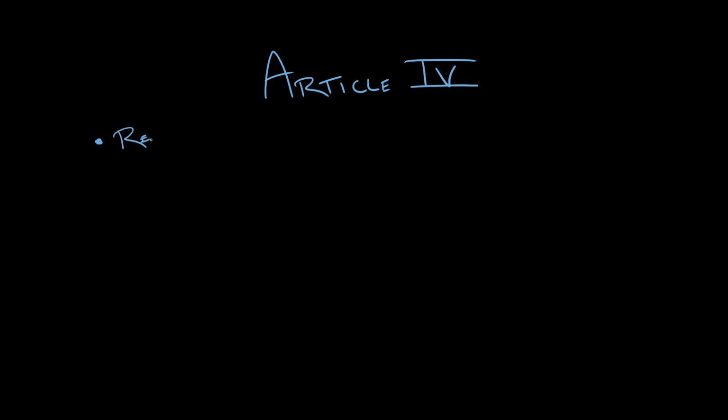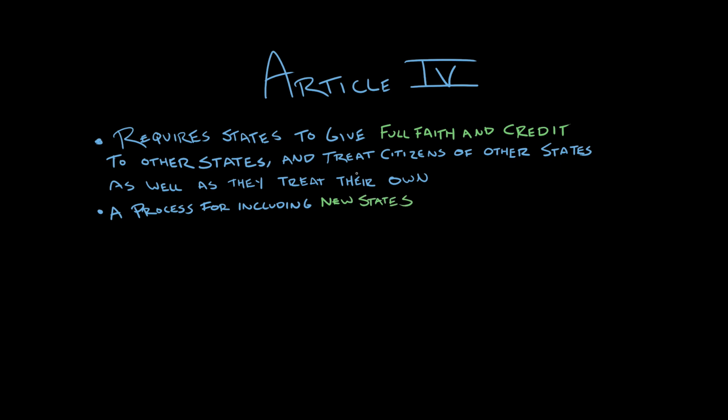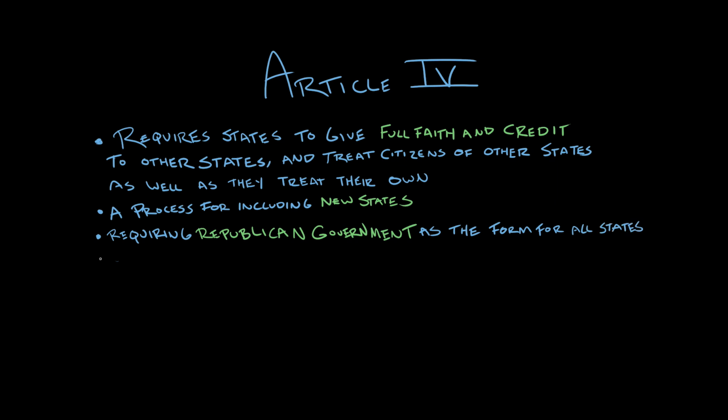So, as we've learned, Article 4 requires states to give full faith and credit to the legal proceedings of other states, and to treat the citizens of other states as well as they treat their own citizens. It provides a process for adding new states into the mix, and guarantees a republican form of government to the citizens of all the states. Article 4 binds the United States together. So it's not just a collection of independent states, but rather a unified nation.